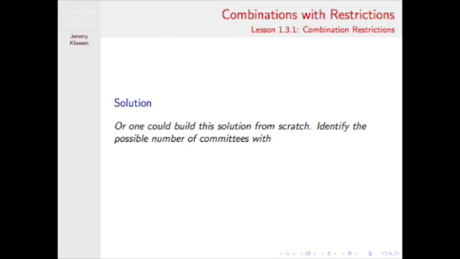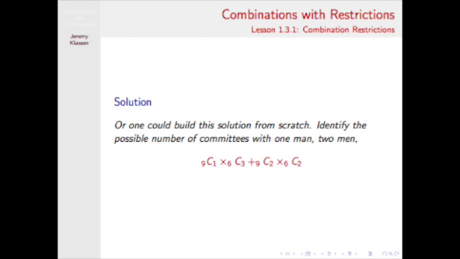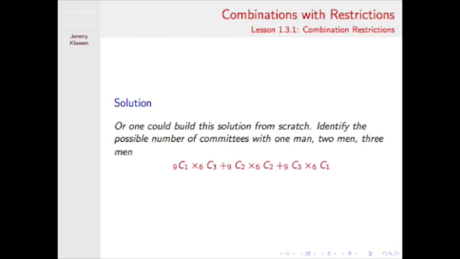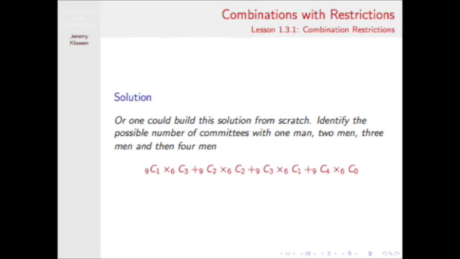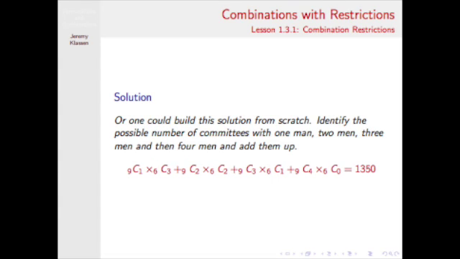What we're going to do is identify the possible number of committees that have 1 man, which would be 9 choose 1 times 6 choose 3, because we have to have 3 women on it, or 2 men, and so we're going to add 9 choose 2, so 2 men, times 6 choose 2, or 2 women, or 3 men, and so we have 9 choose 3 times 6 choose 1 for the 1 woman, or 4 men, and so we add 9 choose 4 times 6 choose 0, representing the choice of no women. And once again, for a total of 1,350 different committees.